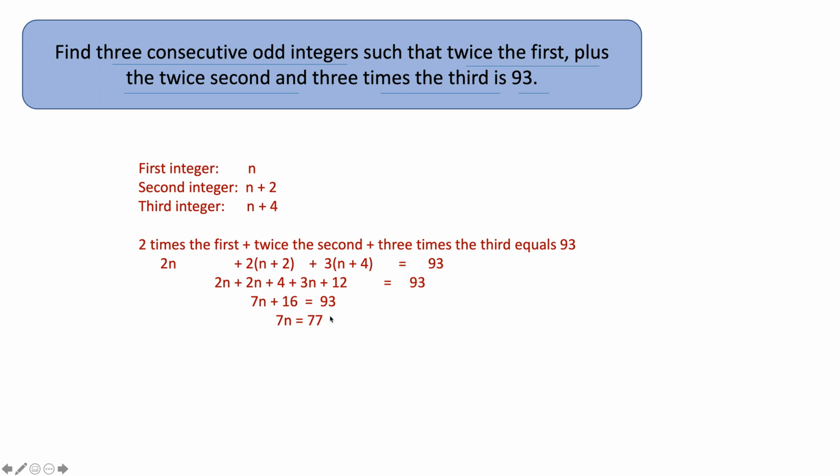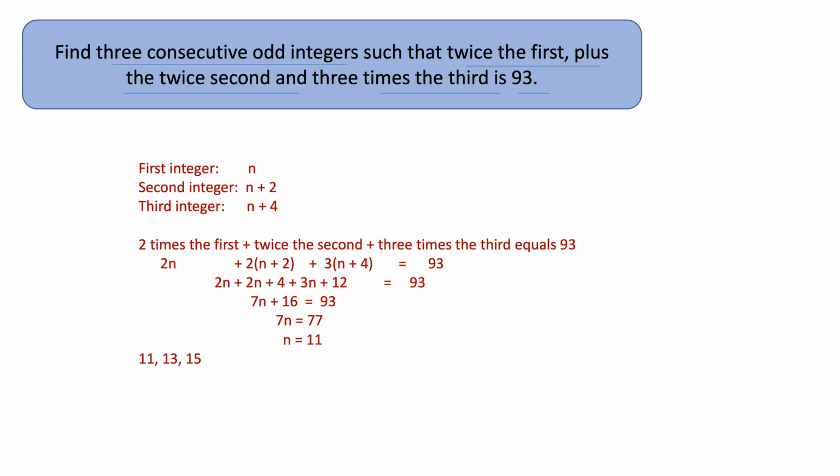Minusing the 16, I get 7n is 77. Dividing by 7, 7's running wild here. n is equal to 11. But I still didn't answer the question because it wants find 3 consecutive odd integers, and those are 11, 13, and 15. Okay, so those review some word problems and some geometry problems of the recent past.